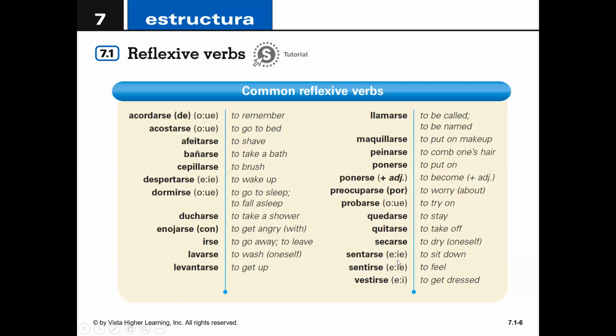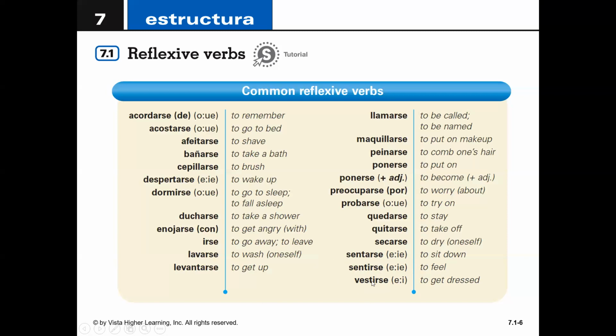Sentarse, which is a stem change, E to IE here. So you say, me siento, te sientas, se sienta, nos sentamos, y se sientan. Sentirse. So this is the same verb, except for it's an IR ending, but it means to feel. Same stem change. Me siento, te sientes. Notice the endings here are for IR though. Se siente, nos sentimos, y se sienten. So similar in form, but two different meanings.